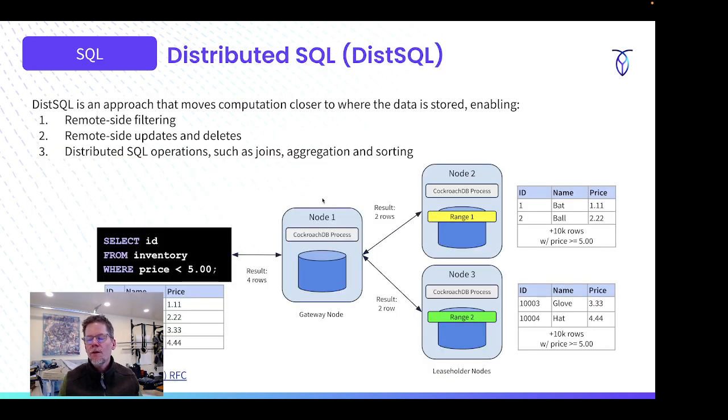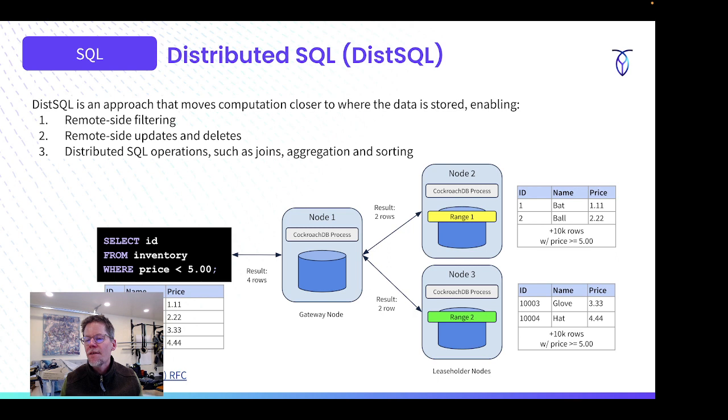Distributed SQL, sometimes abbreviated as DistSQL, is the approach that moves computation closer to where the data is stored. And this enables things like remote-side filtering, remote-side updates and deletes, and also distributed SQL operations such as joins, aggregation, and sorting.